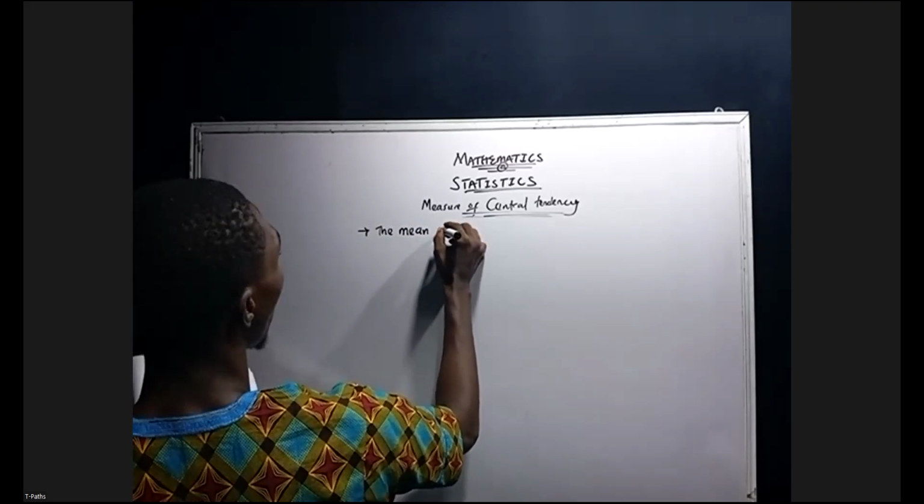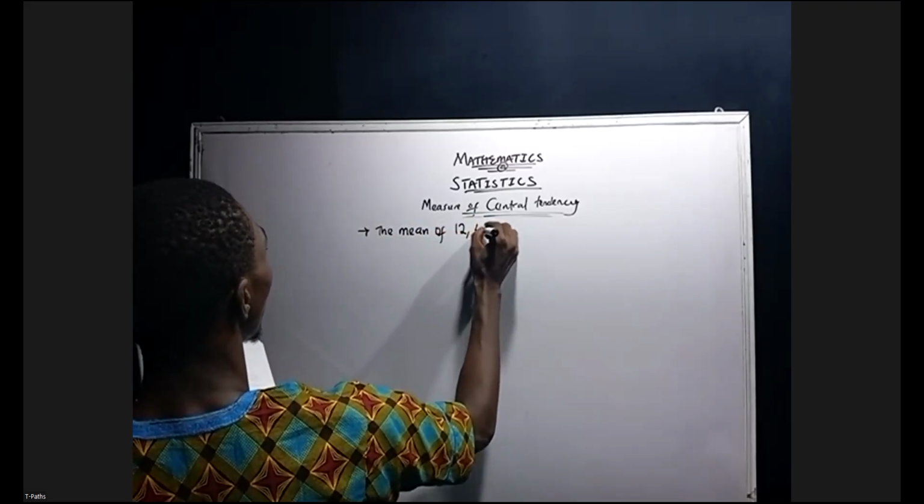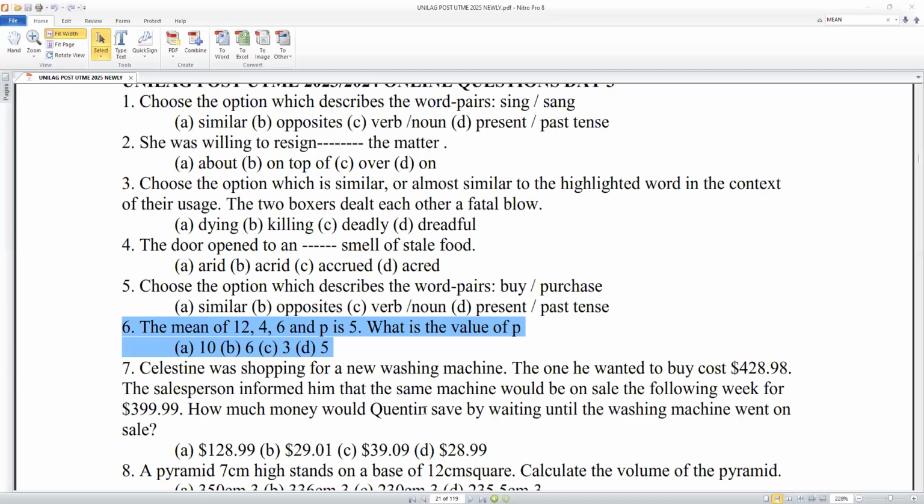The mean of 12, 4, 6, and P is 5. What is the value of P?